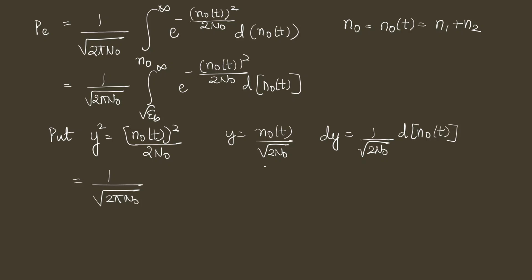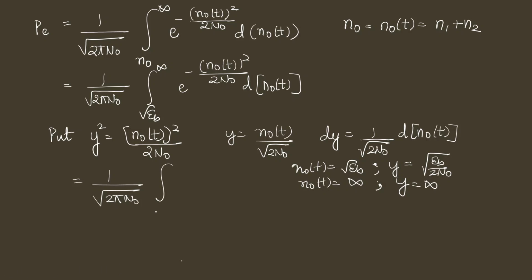Let us see what will happen to the limits also. When n naught of t is equal to root EB, y is equal to under the root EB by 2 n naught. When n naught is equal to infinity, y is also equal to infinity. So we can substitute the lower limits and upper limits. So this is root EB by 2 n naught till infinity e to the power minus y square into under the root 2 times n naught into dy. So this I am substituting over here.